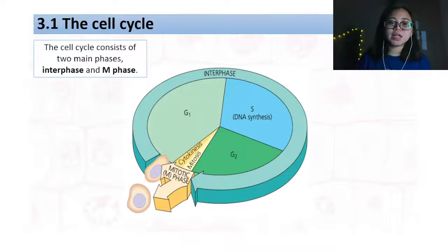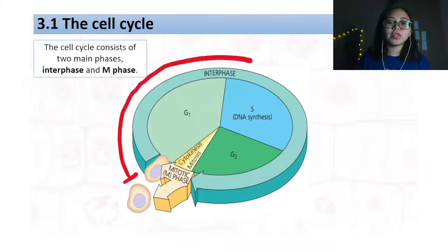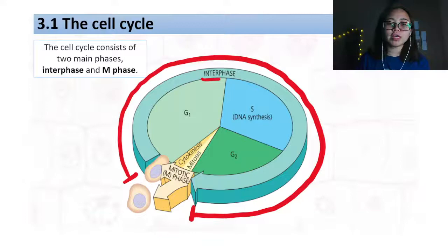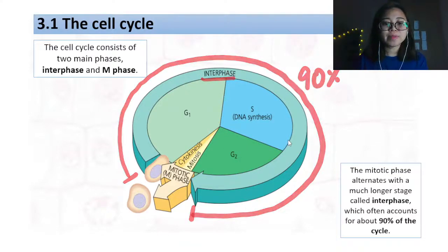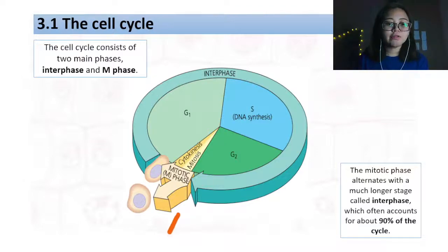The cell cycle will consist of two main phases. Kalau kamu tengok dalam gambar aja, kamu boleh nampak mana satu fasa dia. You have this one, which is called the interphase, and this is the longest phase of the cell cycle, making up 90% of the cell cycle. And it alternates with the M phase. Alternate means dia berselang-seli dengan M phase. M phase is from here to here, also called the mitotic phase, and it takes up about 10% of the cell cycle.